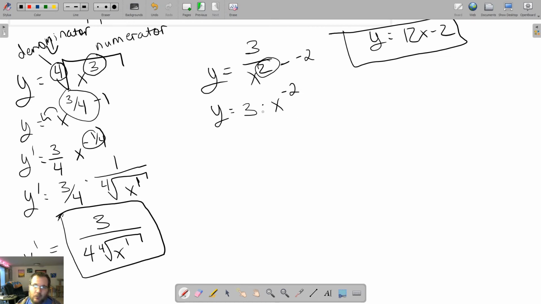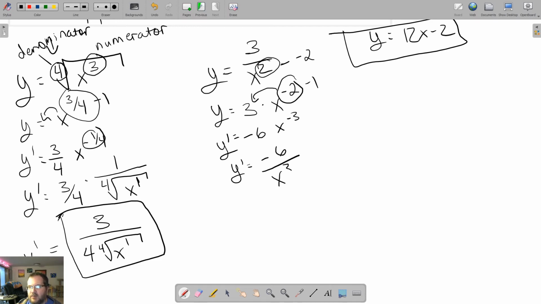Now from here, the power rule still applies. So negative 2 is going to come down and multiply by whatever the coefficient was, which means this is going to become negative 6x. And then this is going to drop by 1, which is going to make it x to the negative 3rd. Now again, I'm pretty sure Delta Math is going to want you to have only positive exponents. So that means your y prime should be negative 6 over x to the positive 3rd. This is the derivative they'd be looking for.